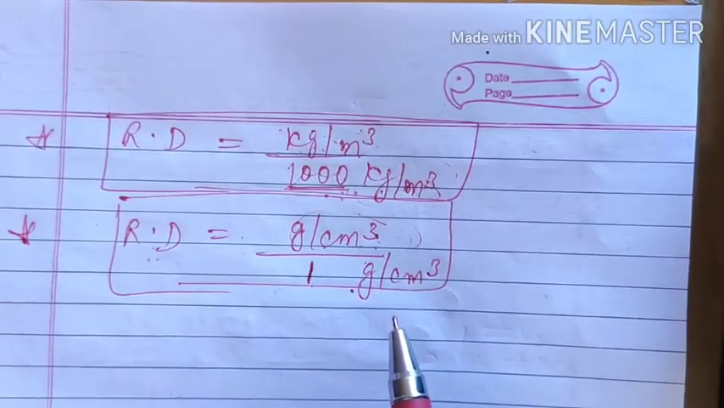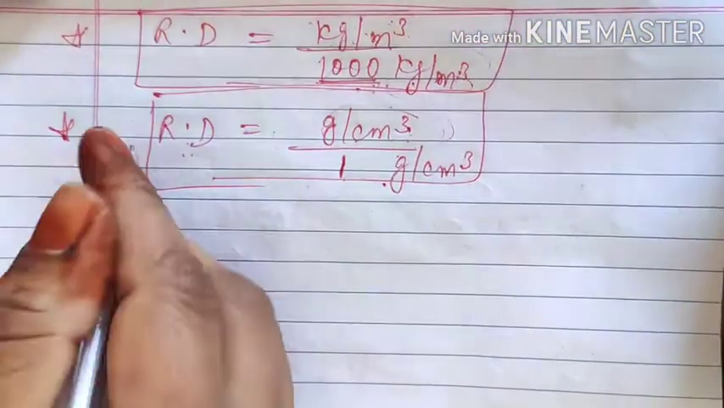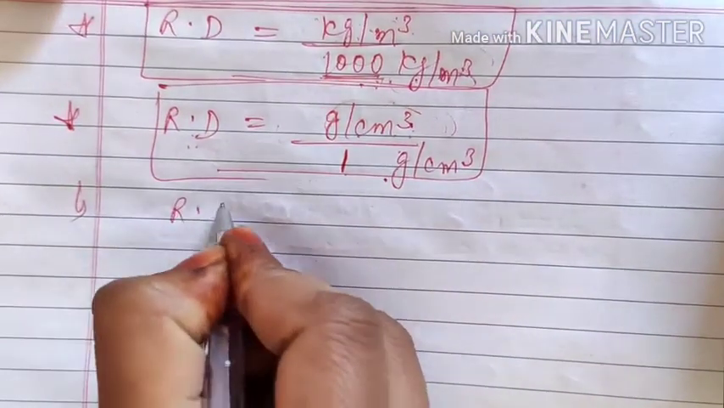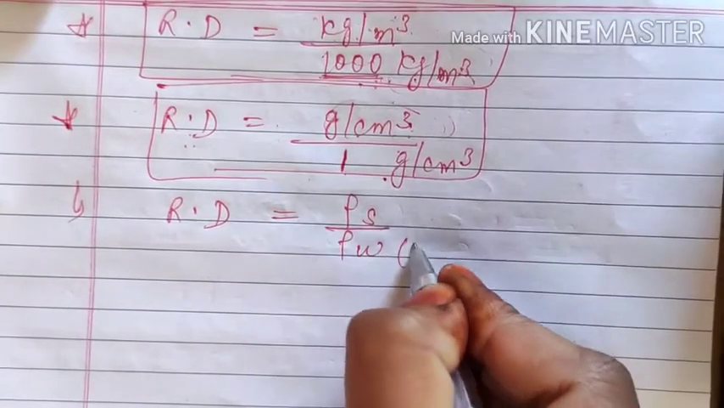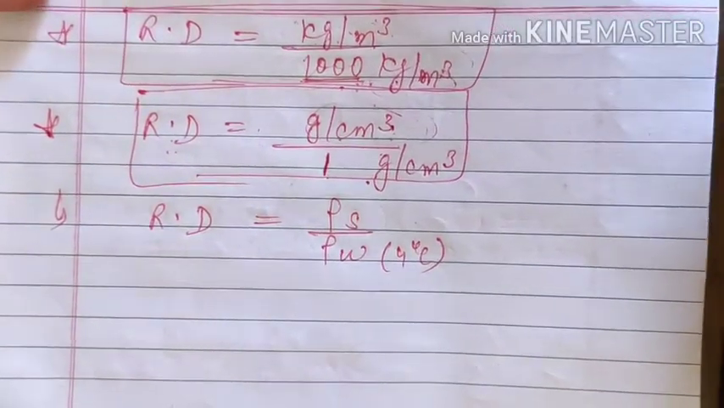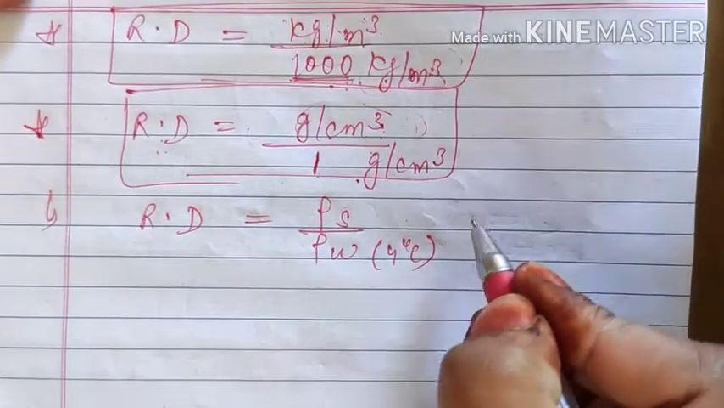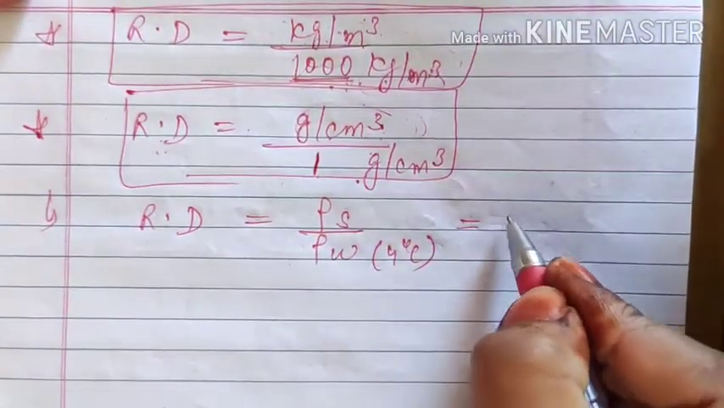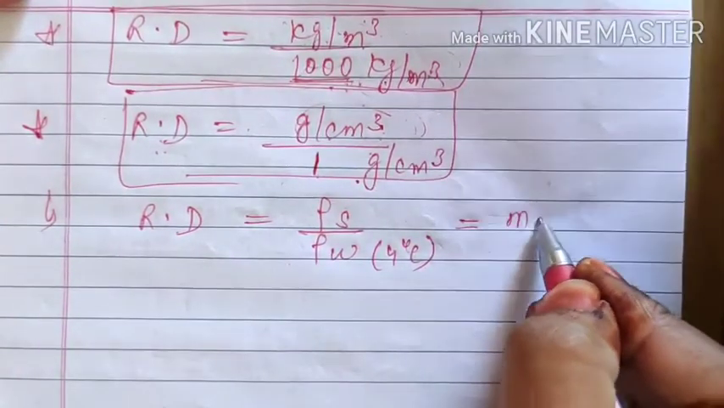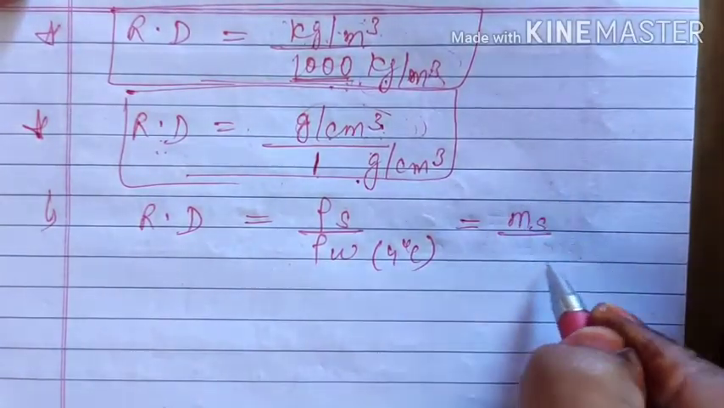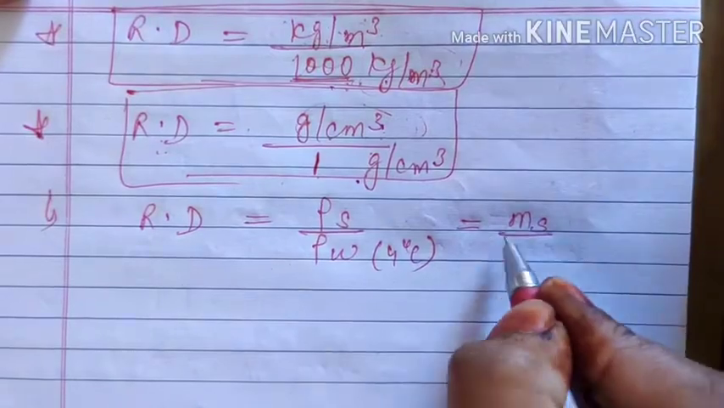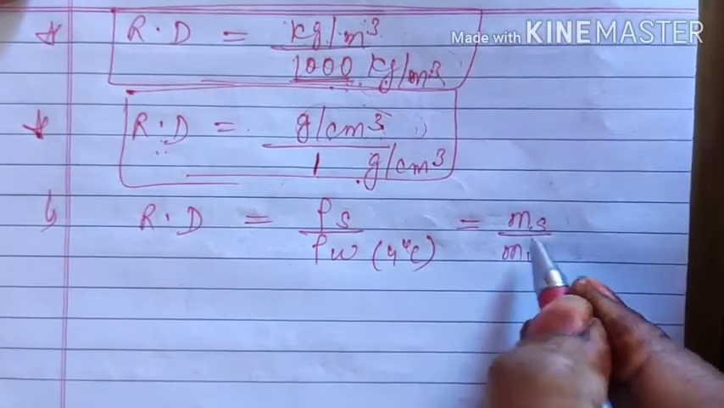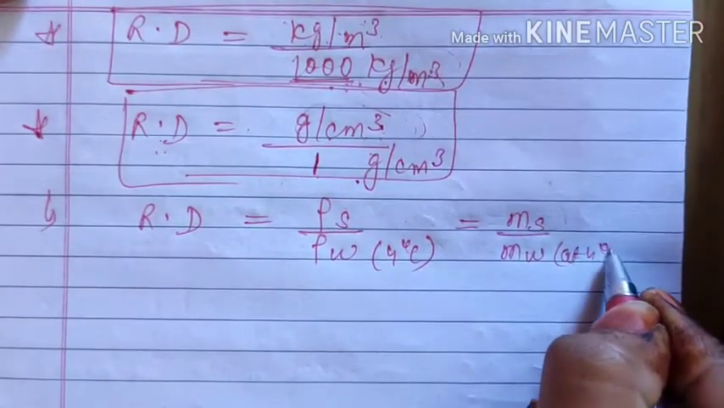Definition we have already seen. One more thing we have to see. Relative density, we said, is the density of solid upon density of water at 4 degrees Celsius. This relative density can also be defined in terms of mass, that is the mass of the solid object or body or substance or material you have taken, upon the mass of water again at 4 degrees Celsius.